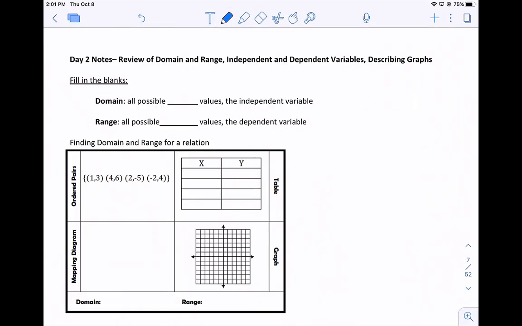Day 2 of functions, we are going to review domain and range, independent and dependent variables, and we'll also look at describing graphs. So can you fill in the following blanks? What kind of values are domain? They're all possible blank values. They're also called the independent variable. And range are all possible blank values, also called the dependent variable.